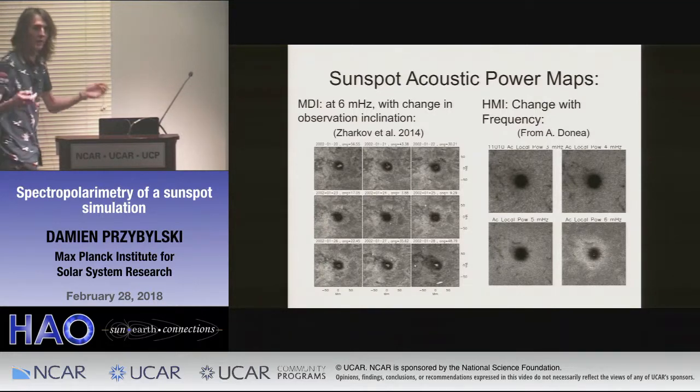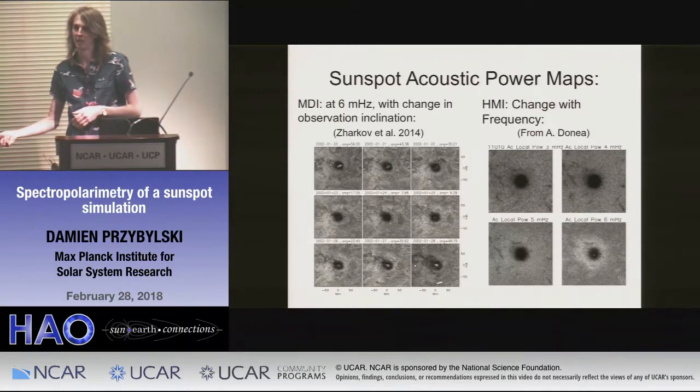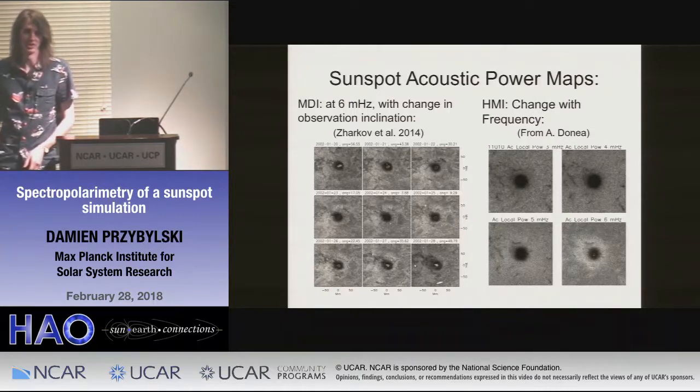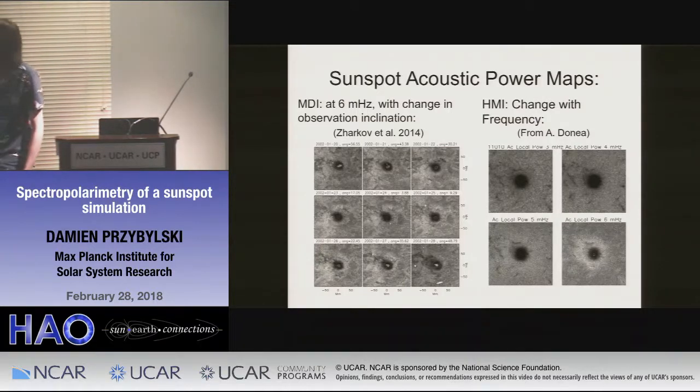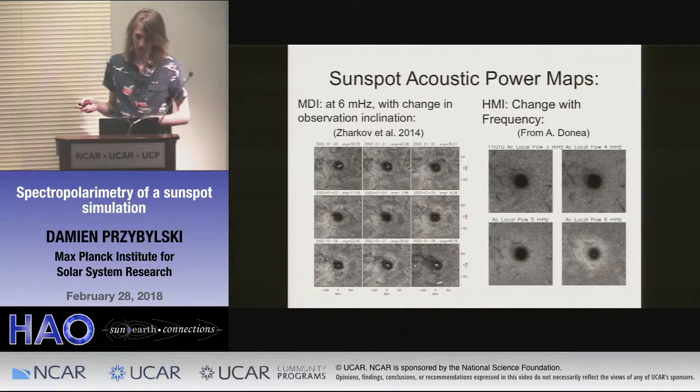And there's a lot of arguments that this is very close to the noise floor and can just be noise in a sunspot model, but we thought there might be some wave explanation for how and why it's there. The picture to the right is from the HMI instrument, and it shows what you see in and around a sunspot at different frequencies.